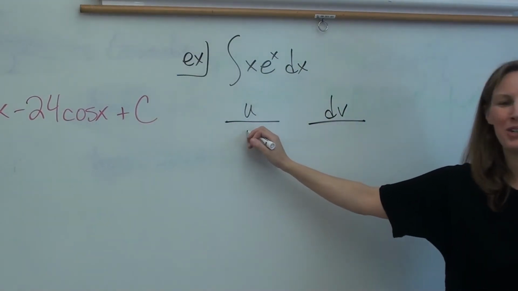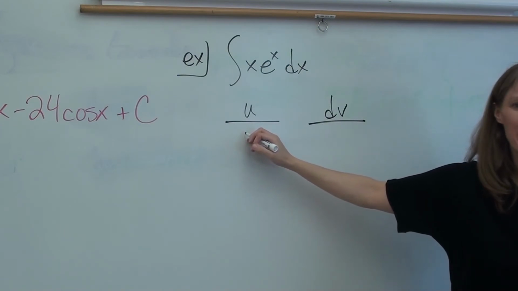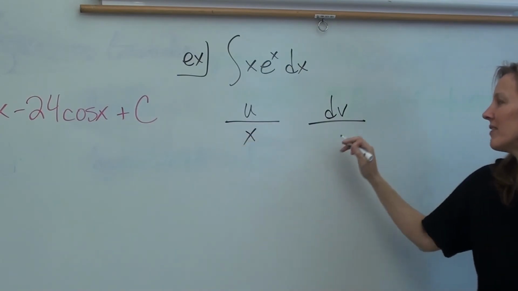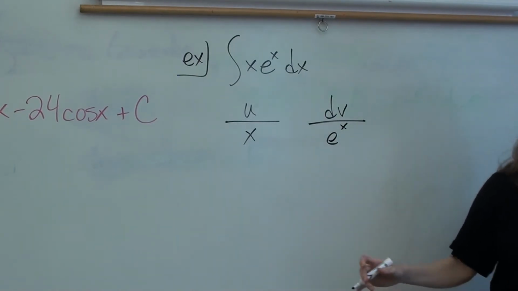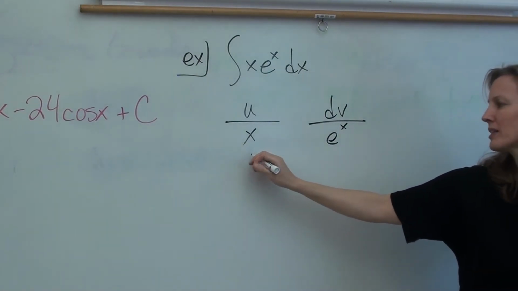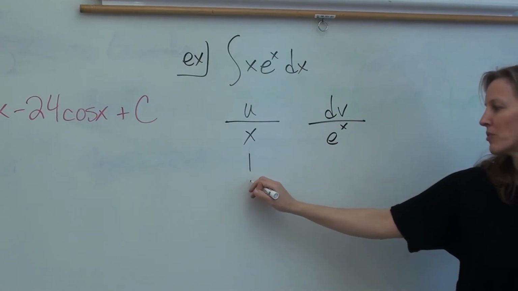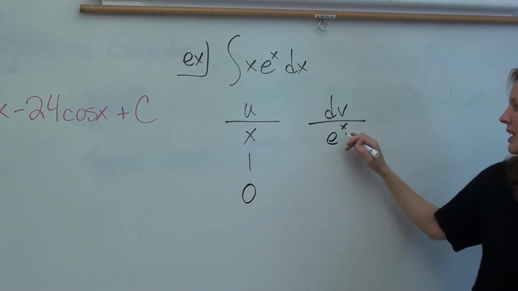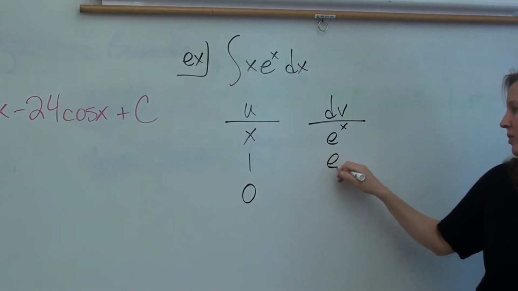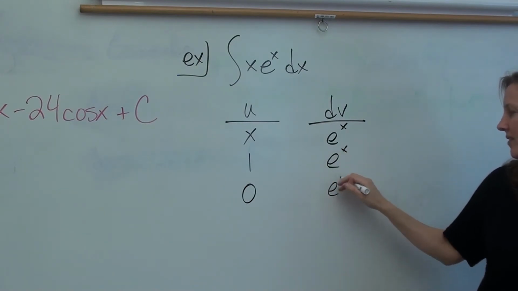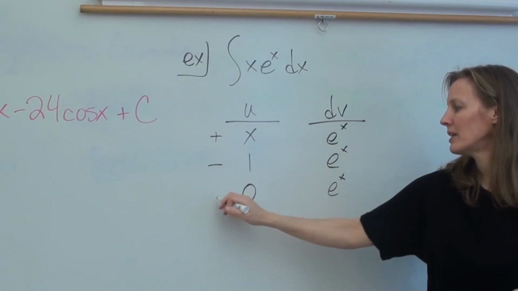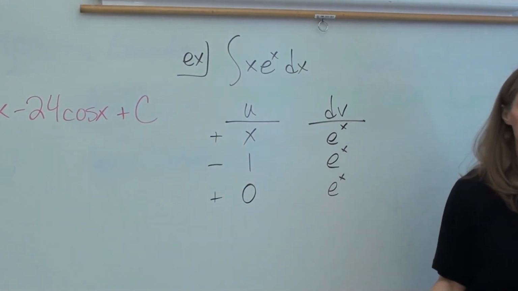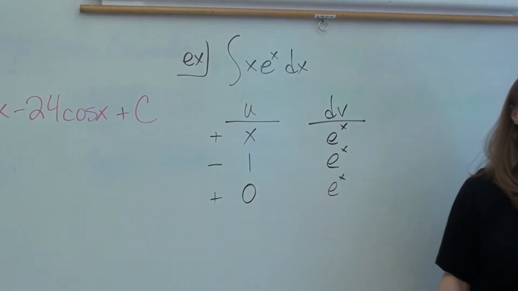So we're going to do this using tab method. What is your u? What's the polynomial part? x. What's your dv? e to the x dx. Okay, so you differentiate down. What's the derivative of x? 1. What's the derivative of 1? 0. What's the antiderivative of e to the x? e to the x. What's the antiderivative of e to the x? e to the x. Then don't forget your signs: plus, minus, plus. Those signs will get you if this is a multiple choice, right?